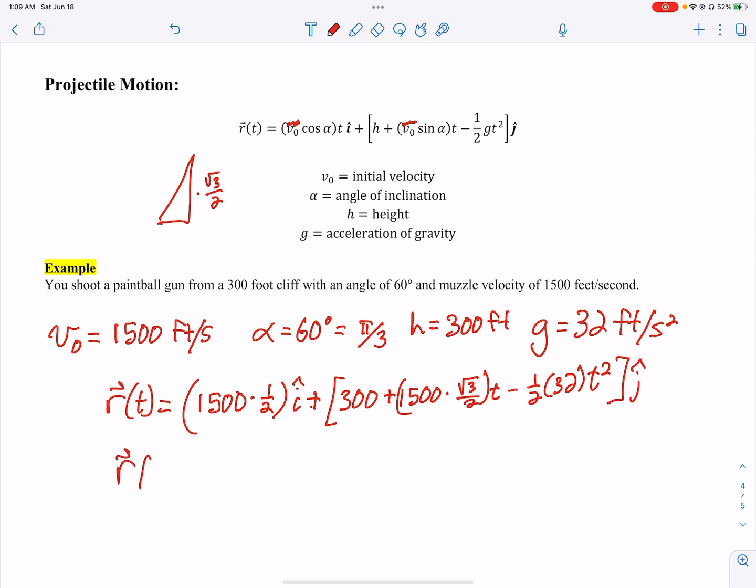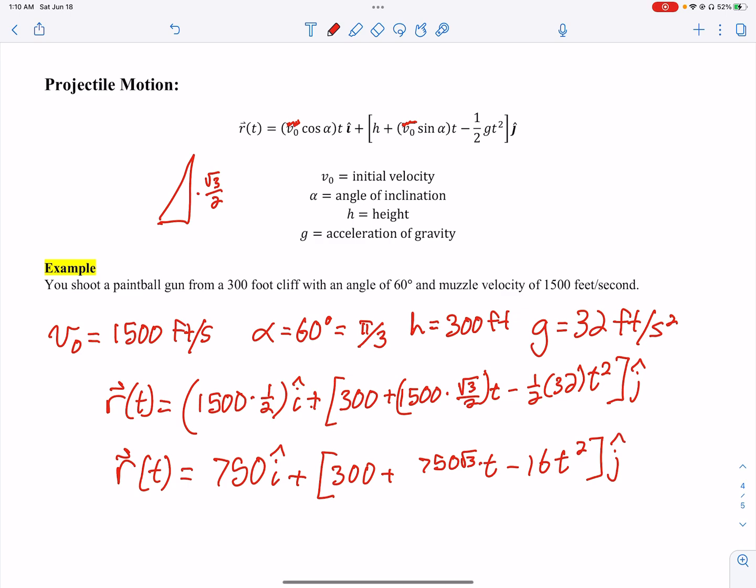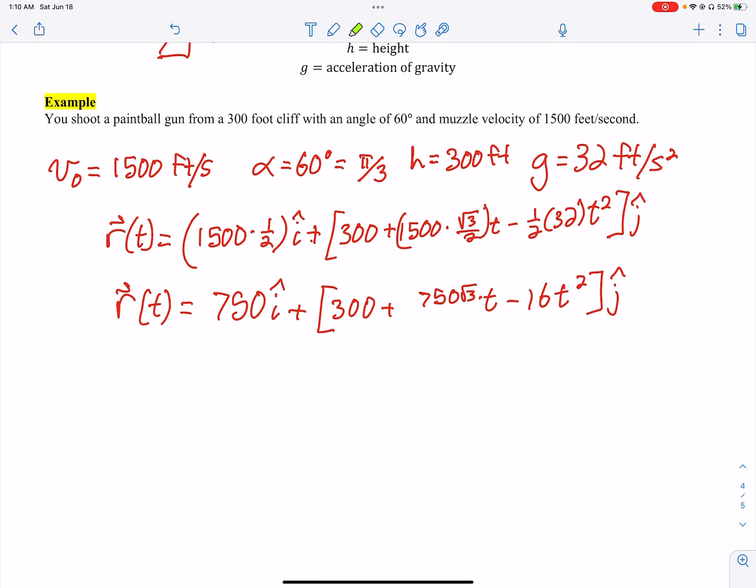So let's simplify a bit so it's easier to see. We get 750i plus 300 plus 750 radical 3 times t minus 16 t squared j. All right, we have two portions of this. We have this, and we have that. One's an x portion, one is a y. So x is 750 t. We dropped our t right here. There should be a t there.